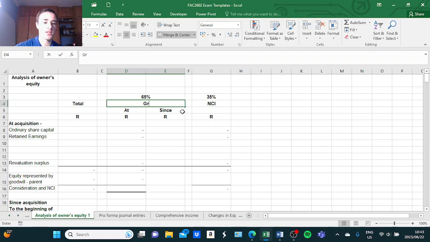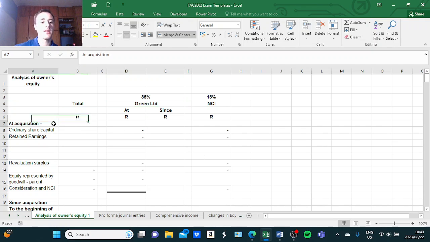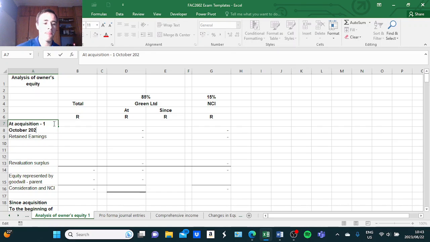Right, so Green Limited is the parent. We have already established that, and the percentage interest of the parent is 85%, which means that your non-controlling interests will take up the remaining 15%. The acquisition date is the 1st of October 2020.